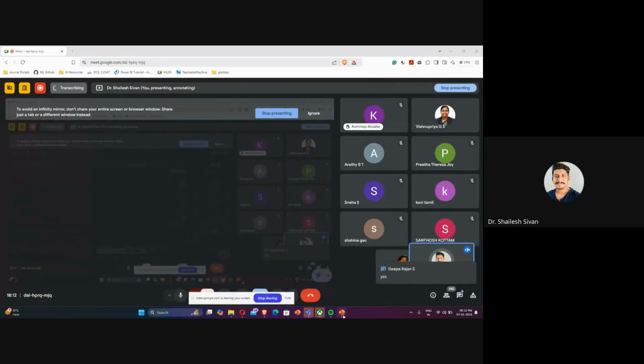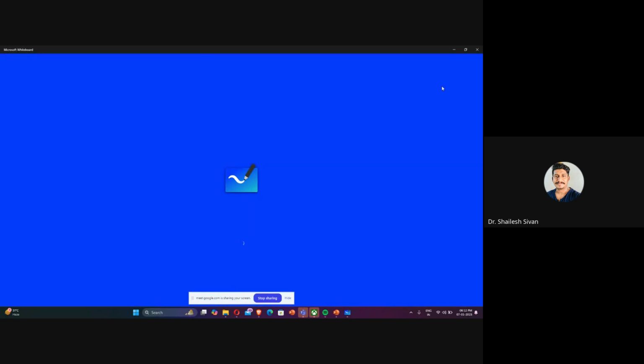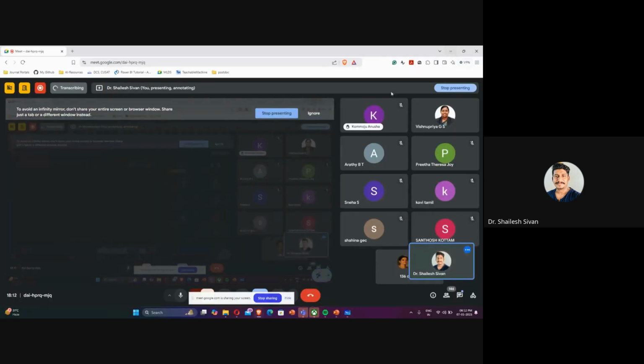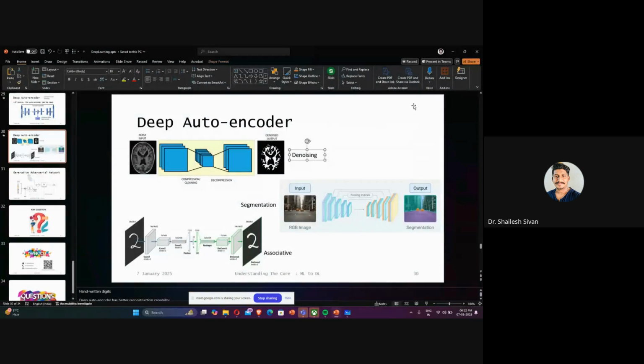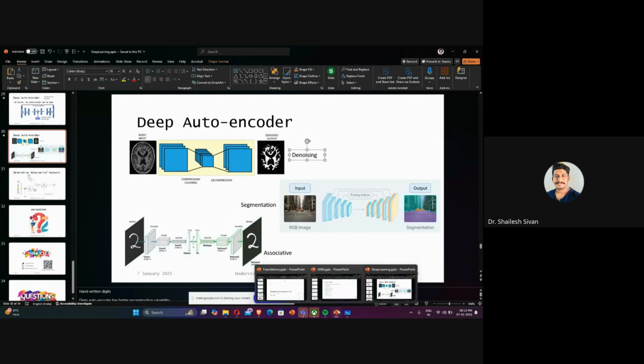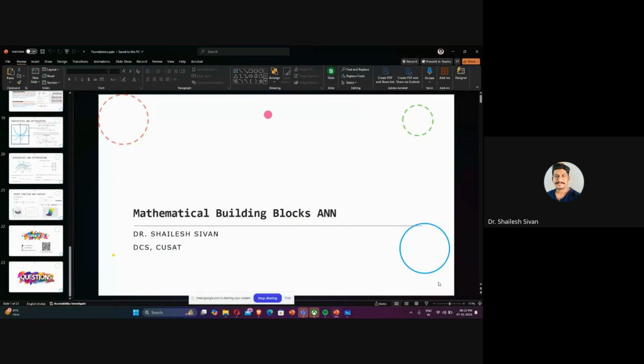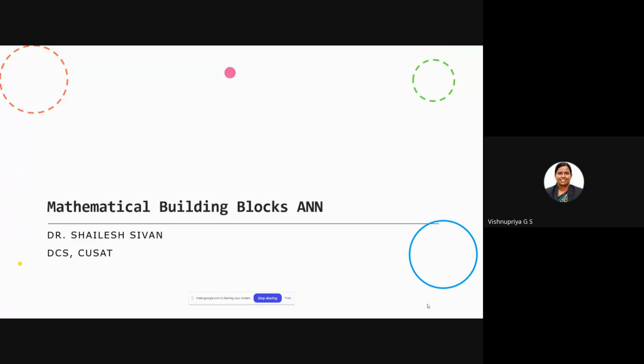So we are starting with the mathematical foundation for artificial neural network. Okay, fine. Is the screen visible properly? Yes, sir.